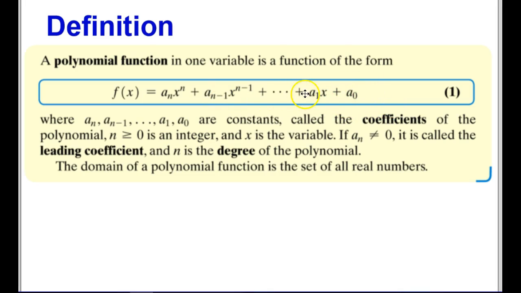Okay, so we have our coefficients. Coefficients are the numbers in front of our variables. The leading coefficient is the number that's in front of the variable with the highest exponent, and that exponent tells us the degree of the polynomial. Okay, so when we're looking at the domain of a polynomial, we're always going to be looking at all real numbers for our domain.